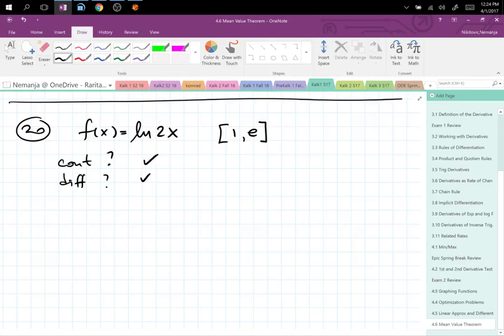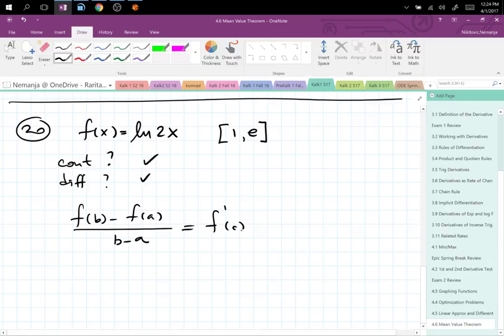So it works. So now what do I have? I have f of b minus f of a divided by b minus a equal to f prime of c, and I am looking for that c. Well, I have my a and b, that's 1 and e. I have the f of x. I can figure out that f prime is 1 over x, that's easy. So let's plug everything in.